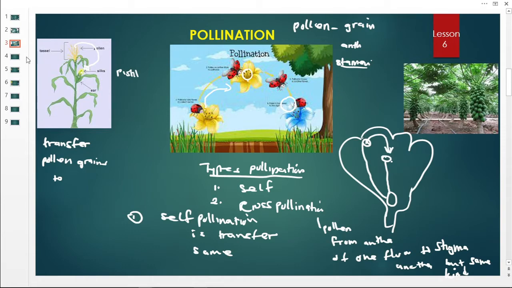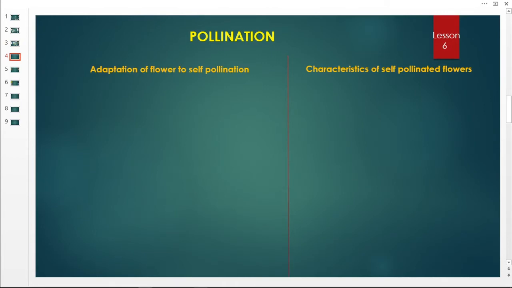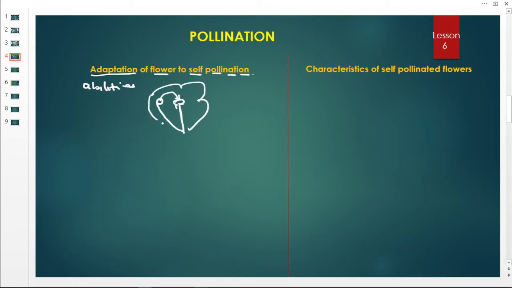Then let us move on and see what we call the pollination and the adaptation of flowers that undergo cross-pollination. Now when we look at this word adaptation, it means abilities. So abilities, the things that make these flowers have what we call self-pollination. Remember we said within self-pollination, the pollen grains just come from the anther of one flower, then they sit onto the stigma of the same flower. As if this one's our flower and this is the stigma, this is the anther, the filament stalk.